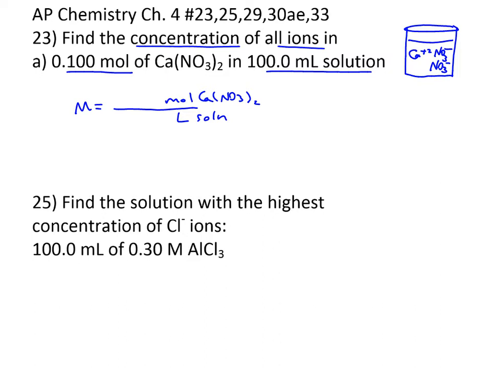They told you that you have 0.1 moles of this, and you have to change the milliliters into liters, so it's 0.1. So this comes out to be 1 molar. Now this is the molarity of the Ca(NO3)2. So in order to understand this, let's talk about bikes real quickly.